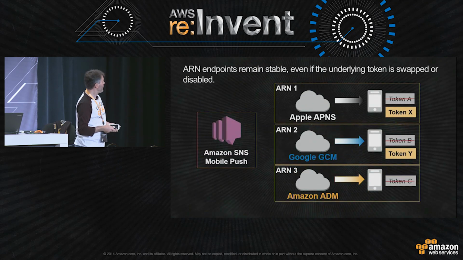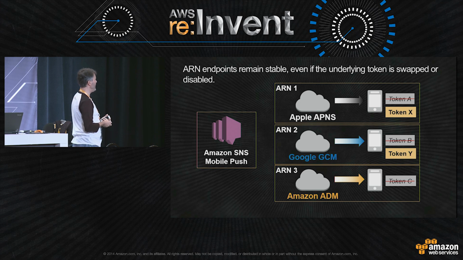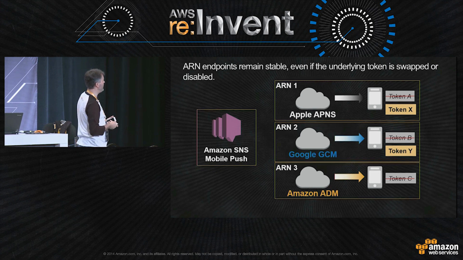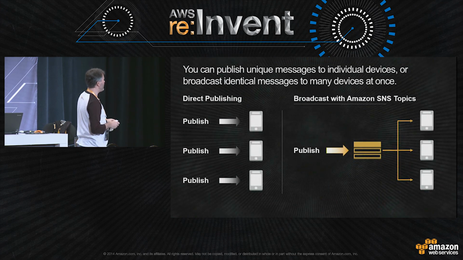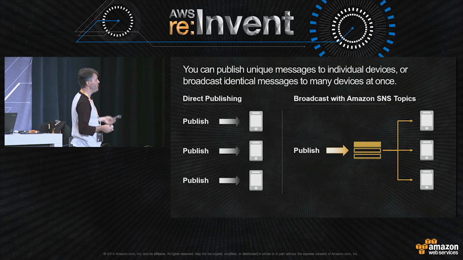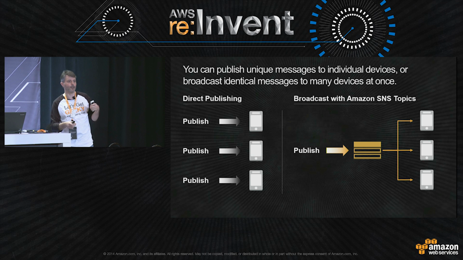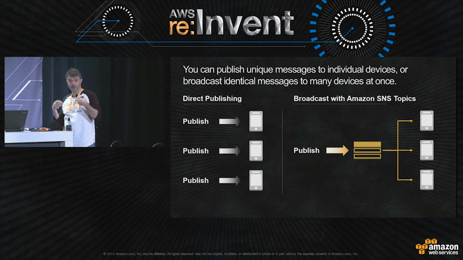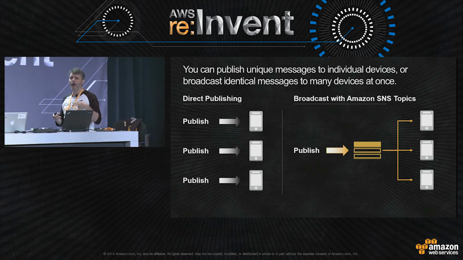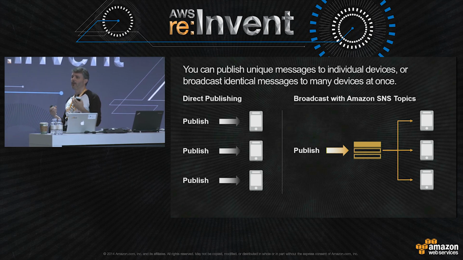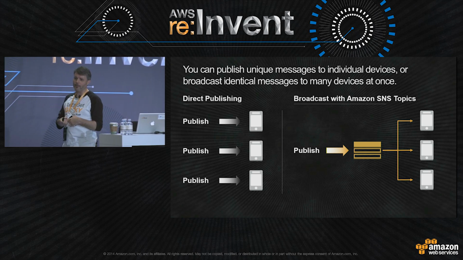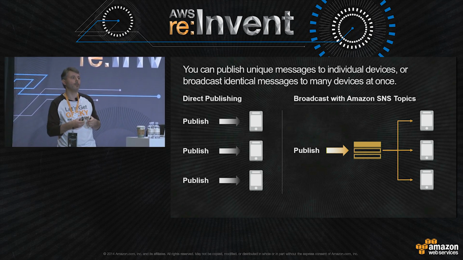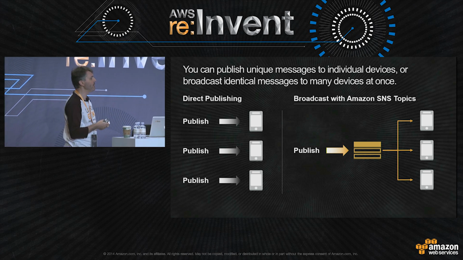I explained that the token might change, but the ARN name on SNS stays consistent. So you can choose to send a message to an individual device, because every device has an endpoint on SNS, so you can choose to send to one specific device for one specific user. Think about a mail application, for example, or a game application, where you want to notify the user that something happened in the game, or that a new mail message is there.